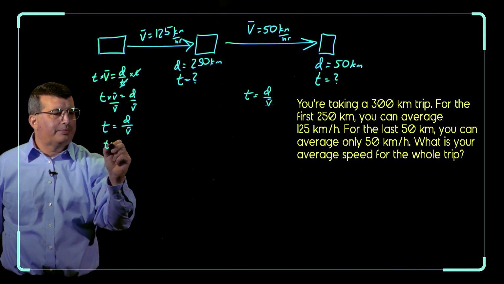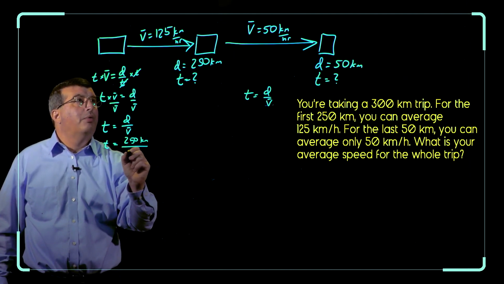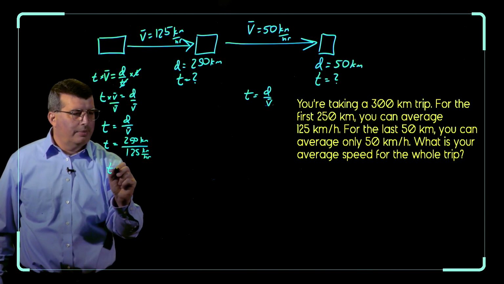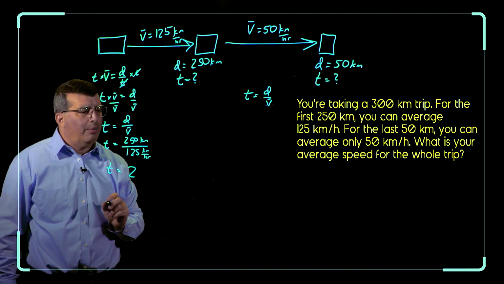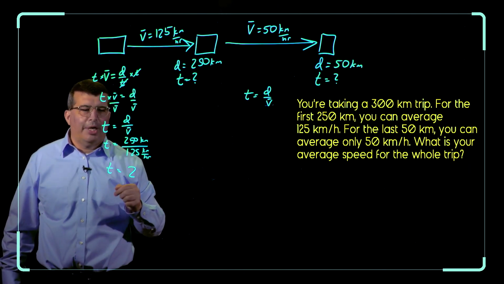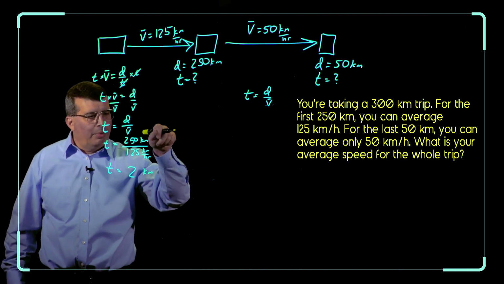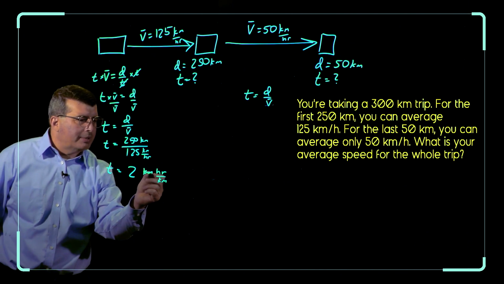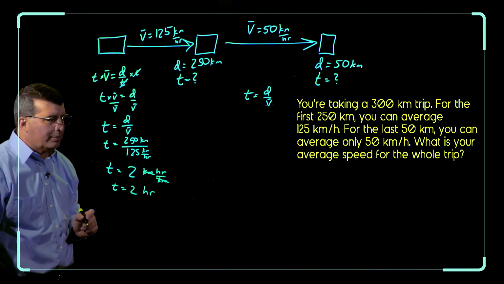Okay, so what is our time? Time is 250 kilometers over an average speed of 125 kilometers per hour. Our numbers, 250 divided by 125 is 2. Now, what are our units? Well, we're dividing by a fraction here, and if you divide by a fraction, that's the same as multiplying by the reciprocal. So I'll write out my units. I have kilometers, and I'm going to multiply by the reciprocal of that fraction, which would be hours per kilometer. And you can see what happens. Our kilometers cancel out, and so my time is 2 hours.